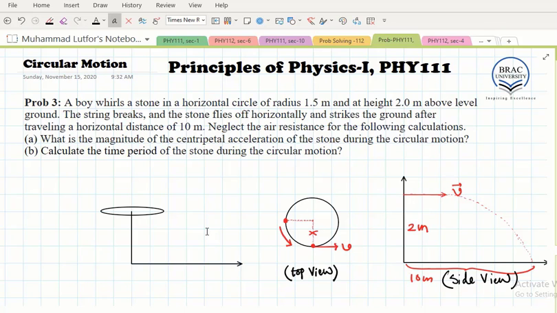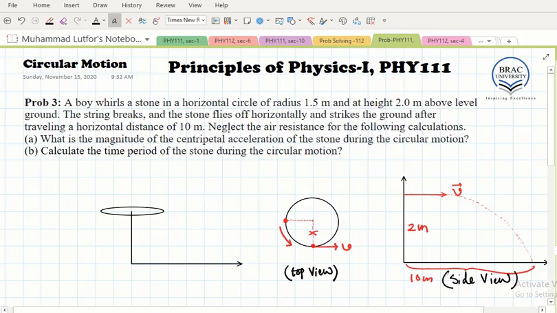First, we have to find out the magnitude of the centripetal acceleration of the stone during the circular motion. And second, we also have to find out the time period of the stone during this circular motion. Okay, fine, let's start.